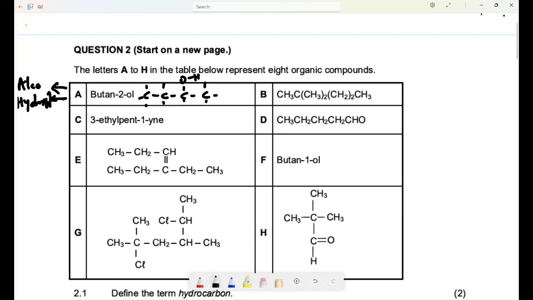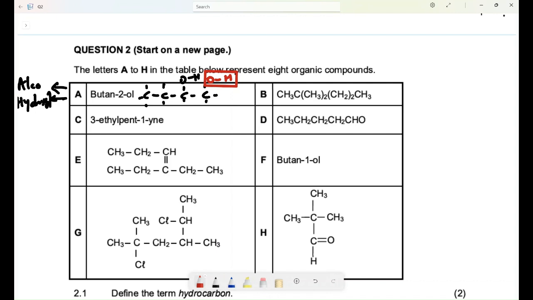Now, if they talk about its positional isomer, the only way you can change this is by moving the OH from here to there, so that it becomes butan-1-ol. Because when you take it to here, can you see that it is still butan-2-ol? Because when you count from this end, 1, 2. So this is just the positional isomer.